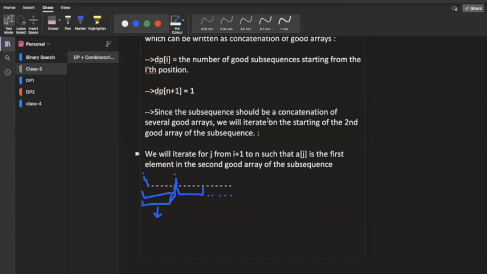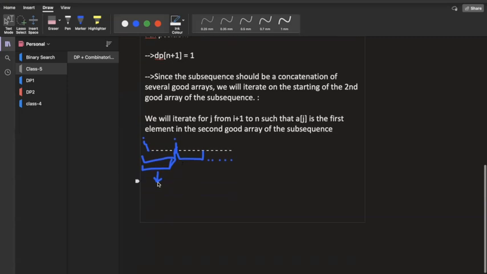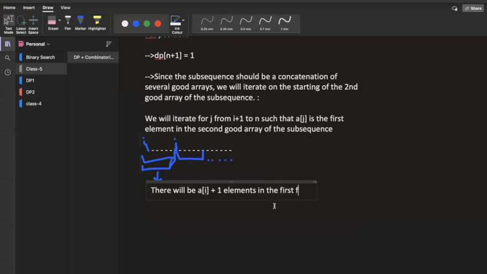Okay, so what I'm asking is that the subsequence which I'm interested in would be divided into several good arrays, right? So how many elements should be there in the first good array if the first good array starts at the ith position? And I am getting some right answers, and the answer is a of I plus 1. So there will be a of I plus 1 elements in the first good array. Okay.